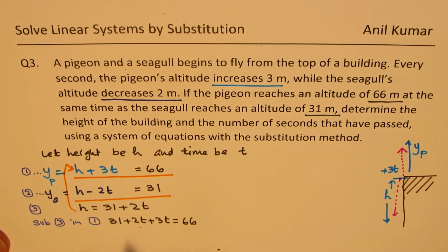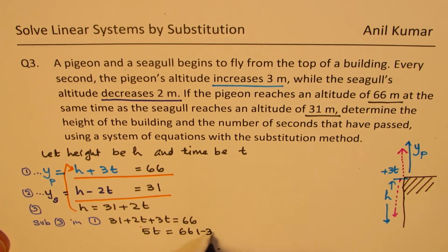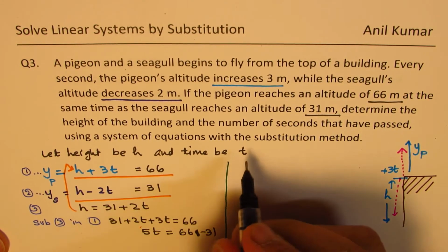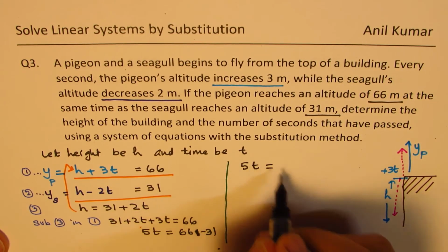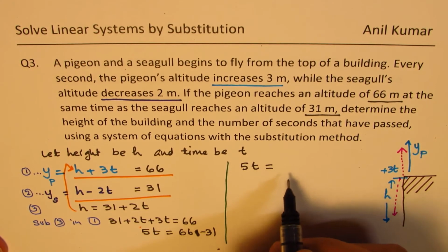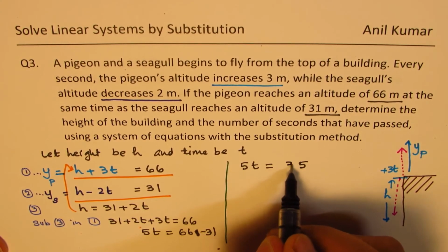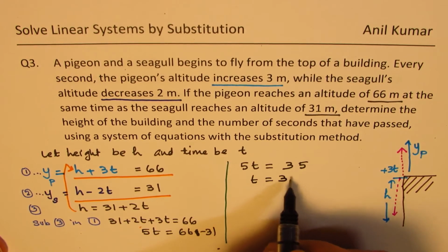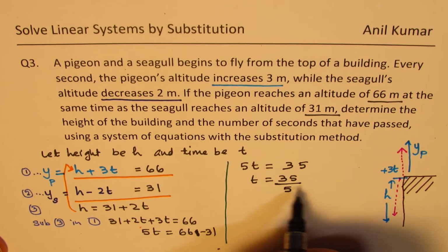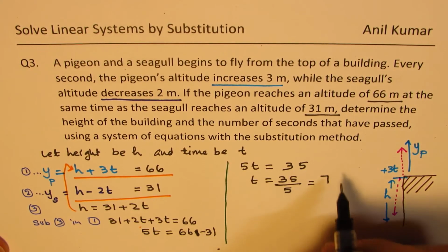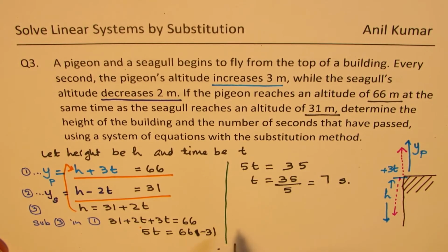Take 31 to the other side. So we get 5t equals 66 minus 31, right? Now let us solve this equation and find the value of t. So we get 5t, I'm rewriting this, equals 66 minus 31. So when you take away 1, you get 5, and when you take, you get 35, right? So t equals 35 divided by 5, which is 7. So the time is 7 seconds, right? 7 seconds. So we got the value of t.